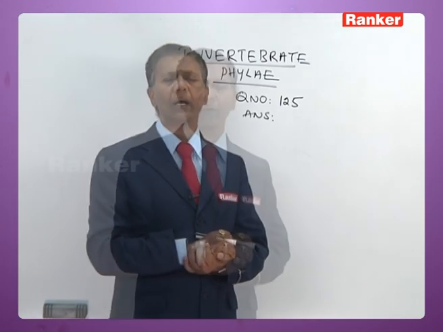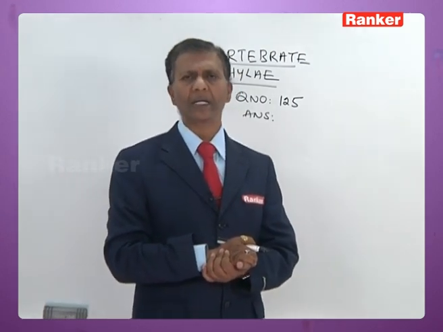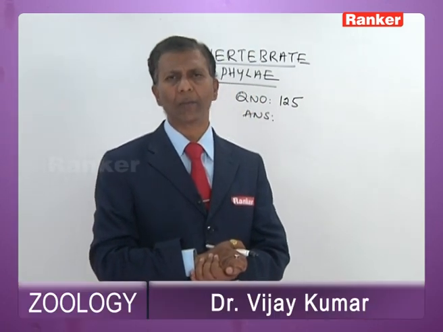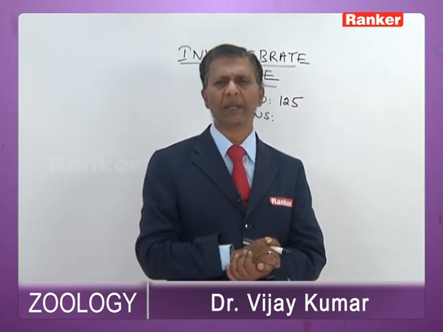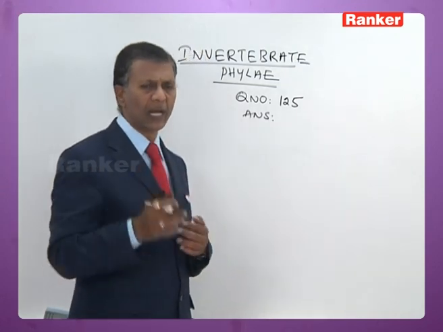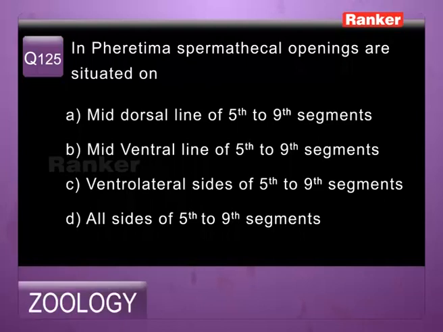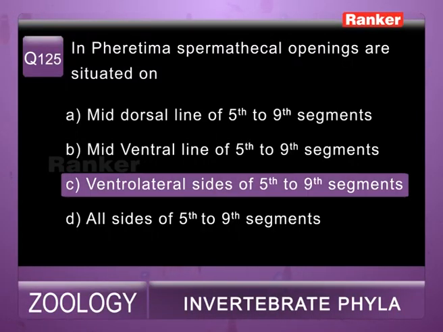Now in Pheretima, 4 pairs of spermathecal pores are present, and spermathecae are present in 6, 7, 8, 9, and they open to the exterior through 4 spermathecal pores which are ventrolaterally placed between 5 by 6, 6 by 7, 7 by 8 and 8 by 9. So 125th question, the correct answer is C, ventrolateral sides of 5 to 9 segments.